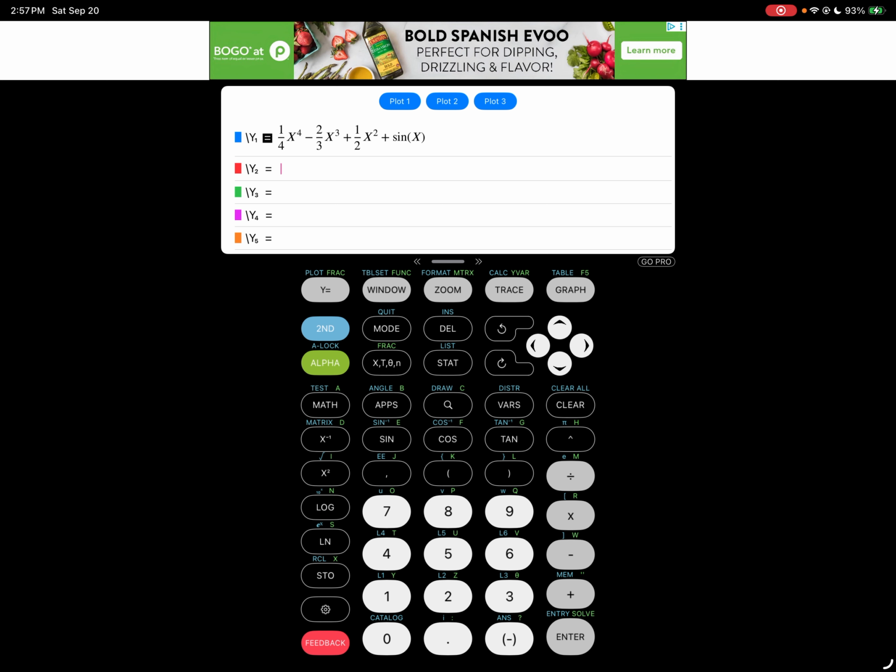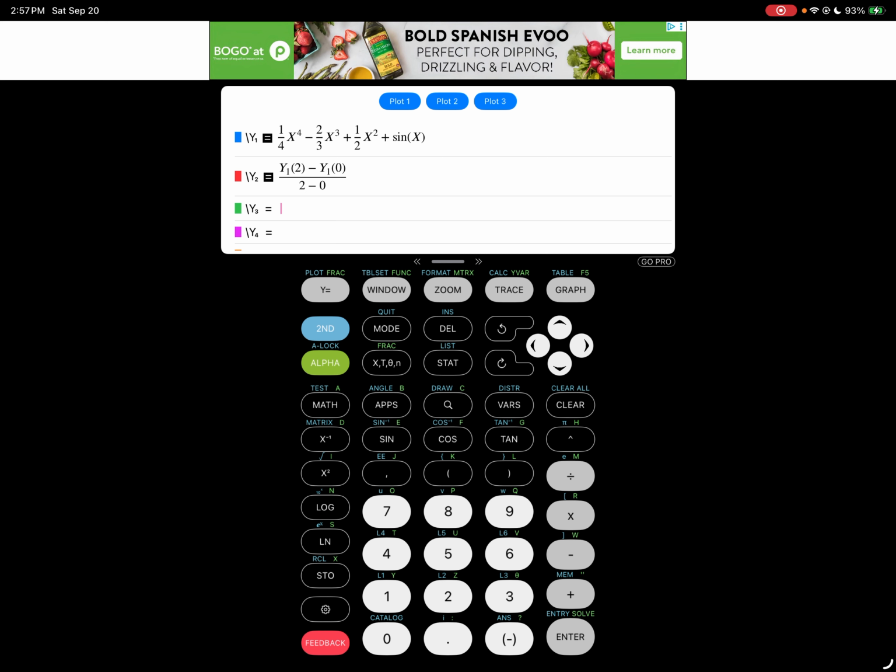Make sure that you guys are in gradient mode. And under y2, I'm going to put my average rate of change. So I'm not going to solve it by hand. I'm going to let the calculator do it for me. Alpha trace y1, alpha trace y1, 2 minus 0. And then for y3, I'm going to let that be my instantaneous rate of change.